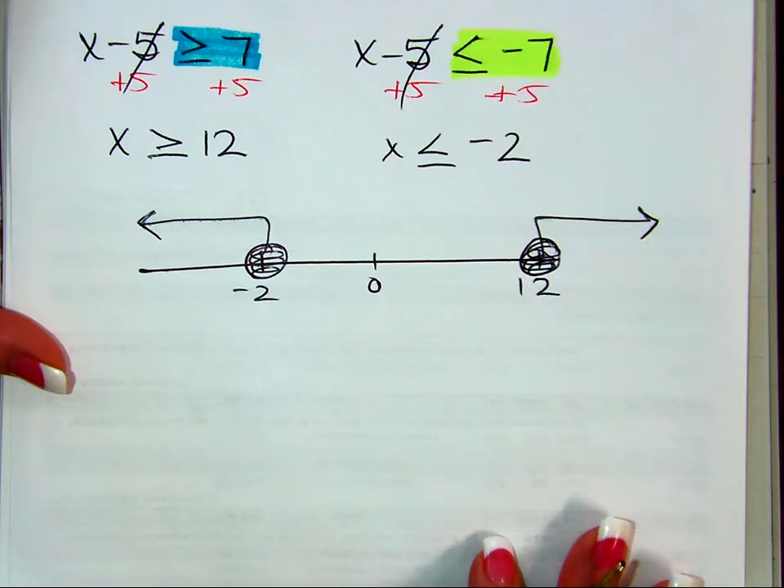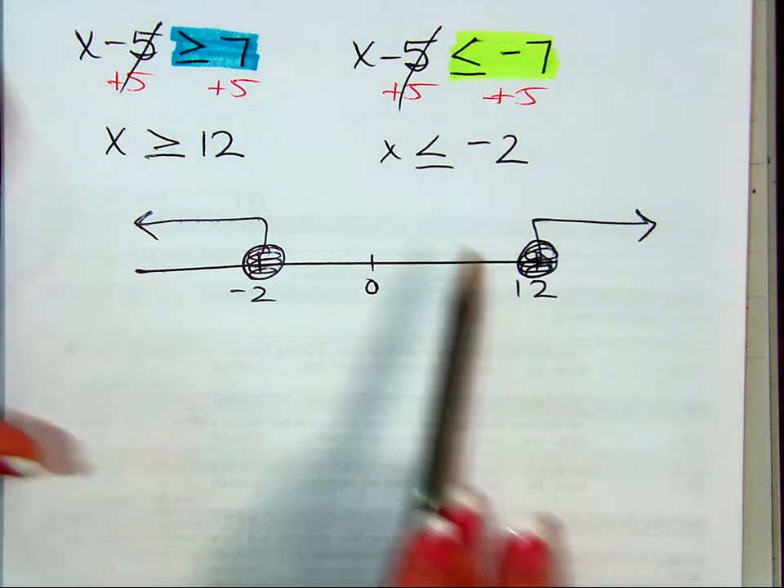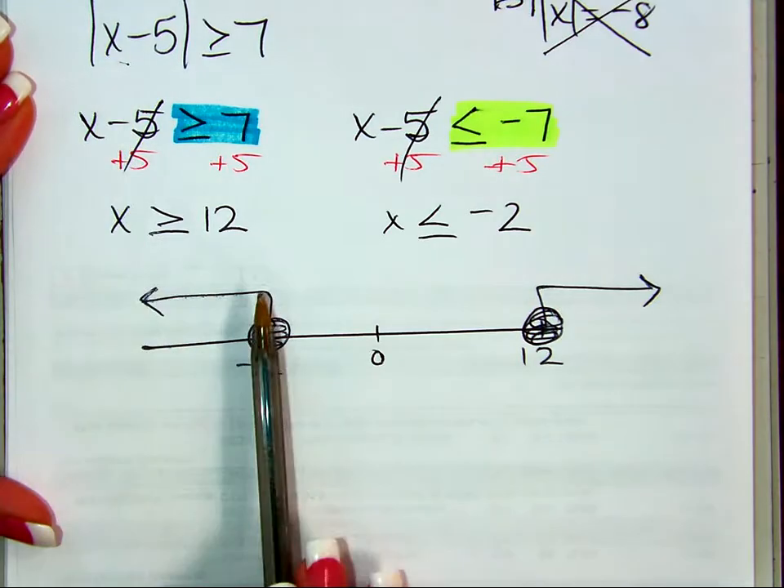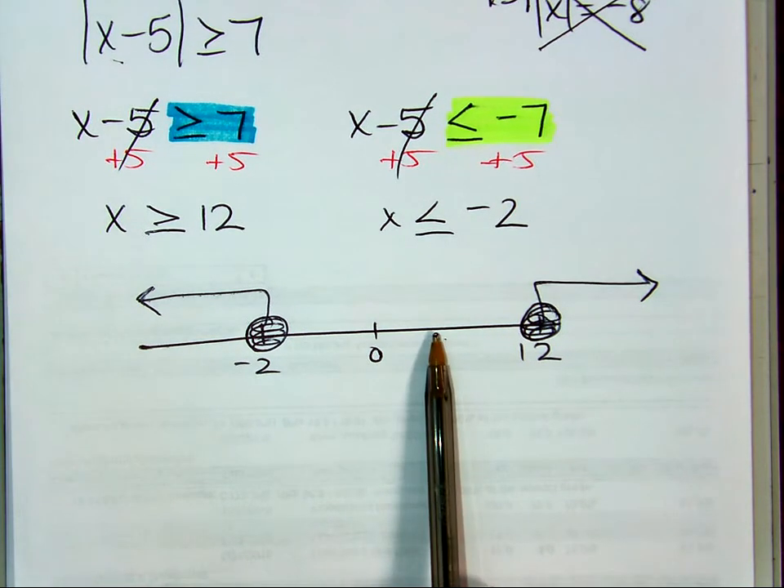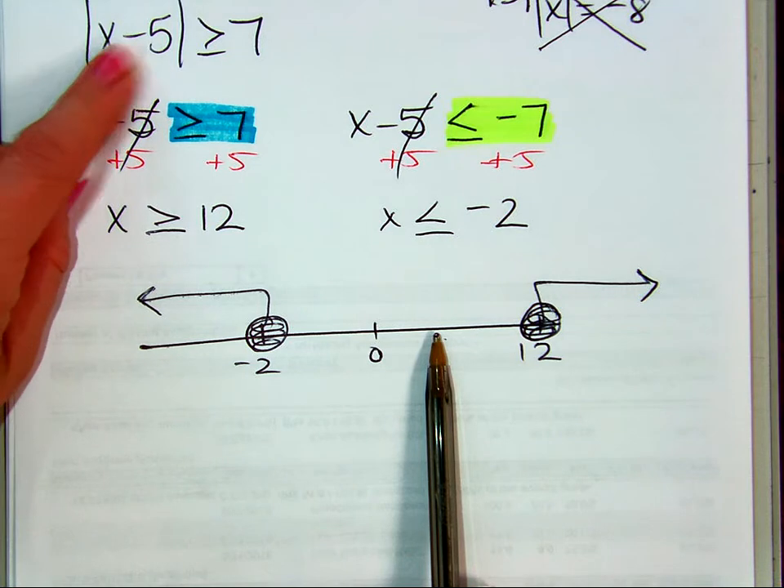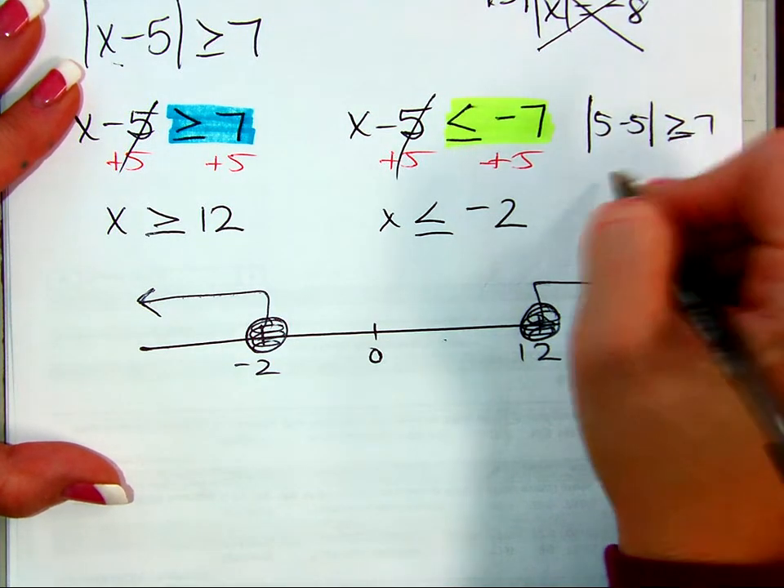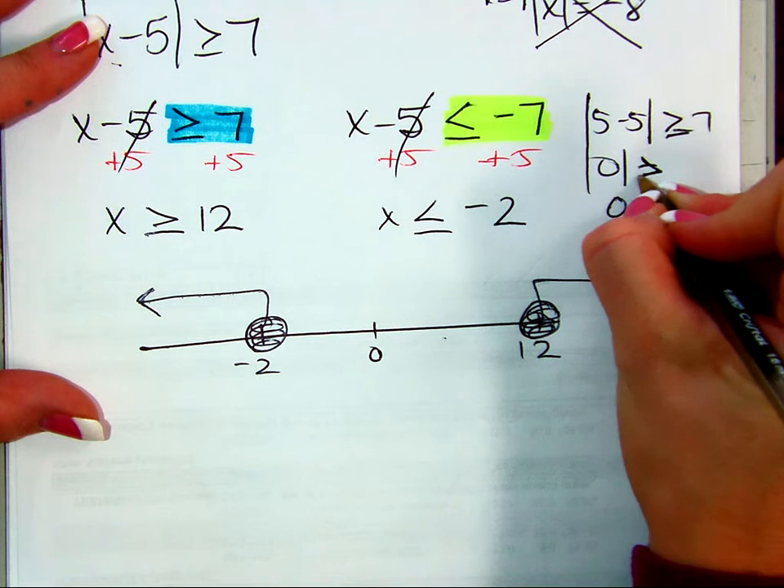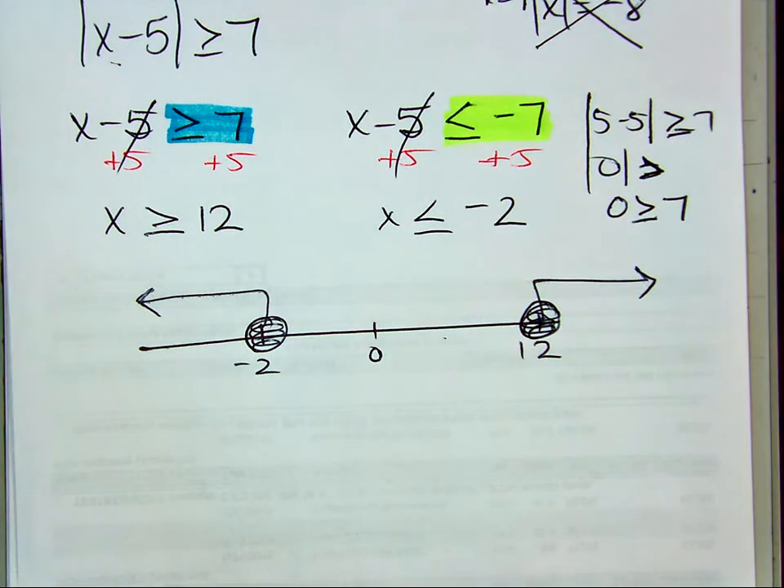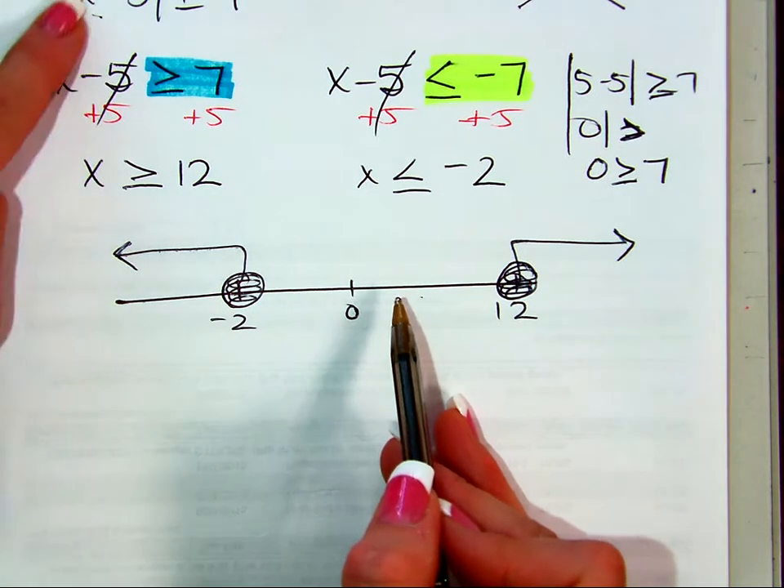Okay. Is this a combined one? No. So let me say this. The only numbers that you can't choose for x are the numbers in between -2 and 12. Take 5. Okay? What's 5 minus 5? 0 is the absolute. What is the absolute value of 0, by the way? 0, because how many spaces away from 0 is itself? So is 0 greater than or equal to 7? No. And we knew that wasn't going to work because it's not part of our solution. Only numbers that x can be are all numbers.